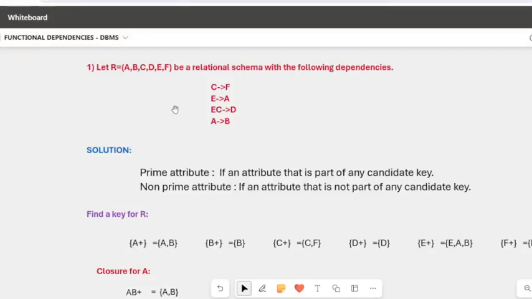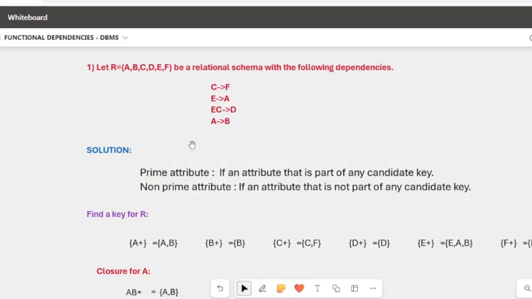Hi, in this video we are going to see how to identify a primary key attribute and a non-primary key attribute in functional dependency and normalization. A primary key attribute is an attribute that is a part of any candidate key, while a non-primary attribute is an attribute that is not a part of any candidate key. So this is the basic definition of primary key attribute and non-primary attribute.